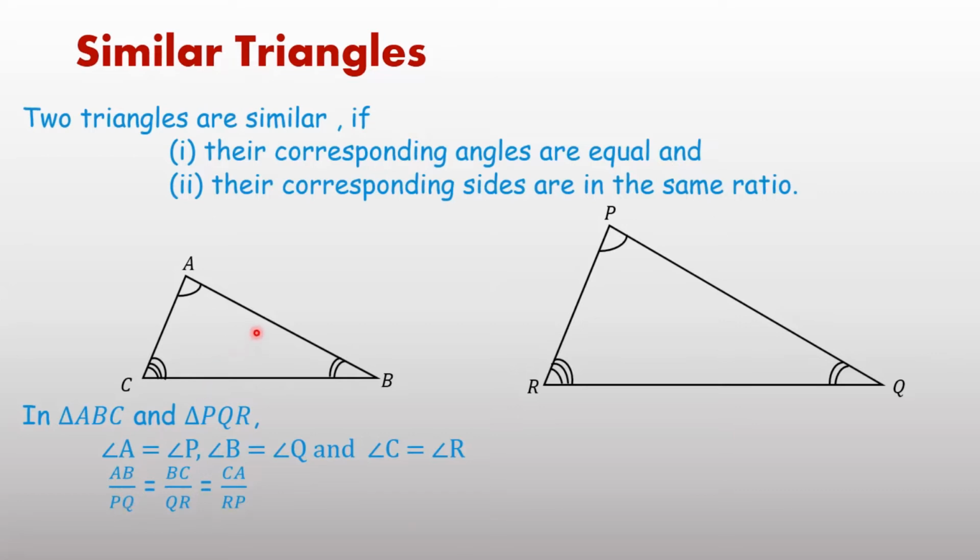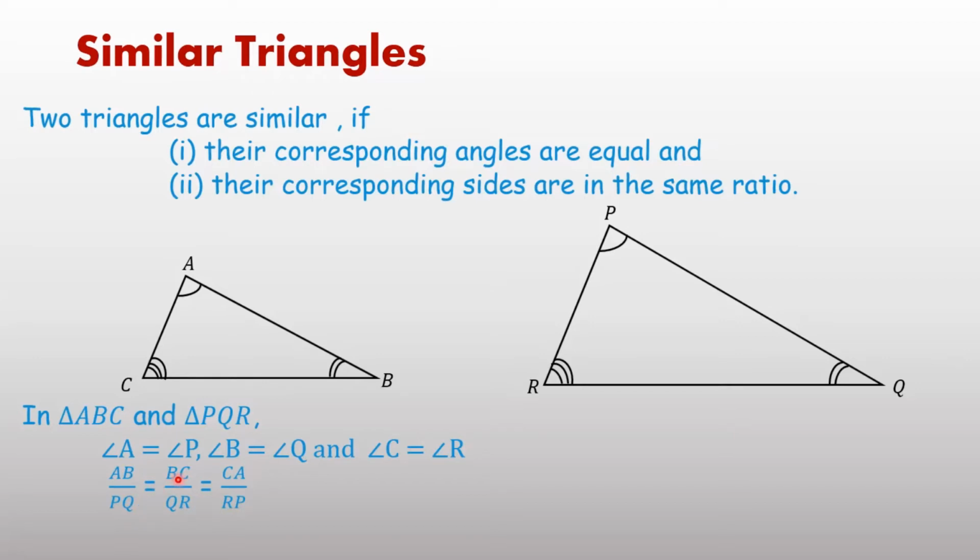corresponding to AB, if you want to search, just check. Side AB is opposite to which angle? Angle C. Side AB is opposite to angle C, and angle C equal to R in second triangle, and opposite to R is PQ. Therefore, AB upon PQ.